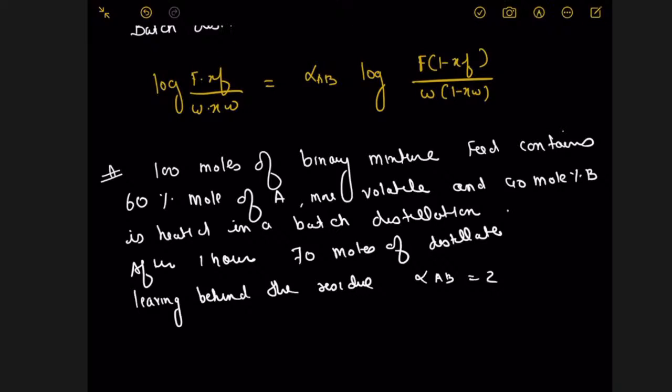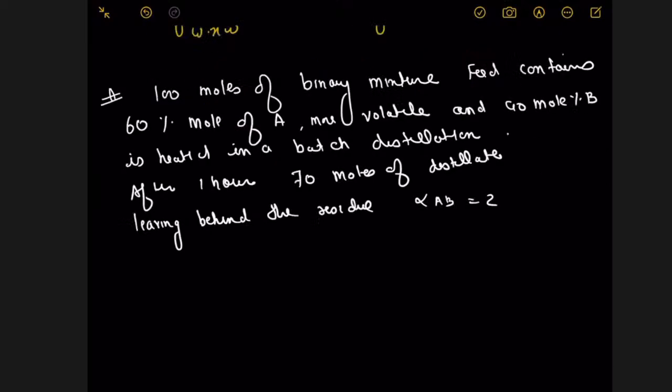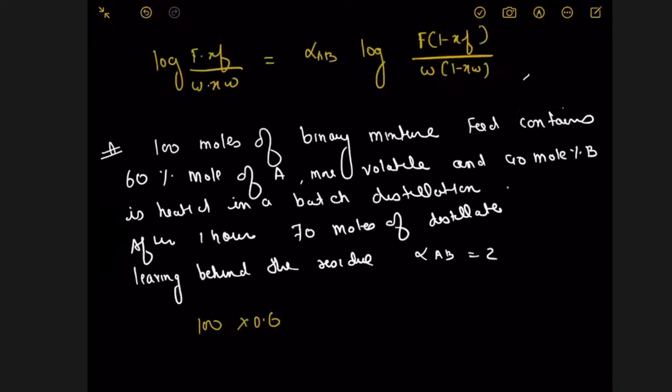So relative volatility means basically how volatile they are with respect to each other. Here they have done one type of batch distillation, so you can use the formula: 100 into 0.6. You can remove this log.